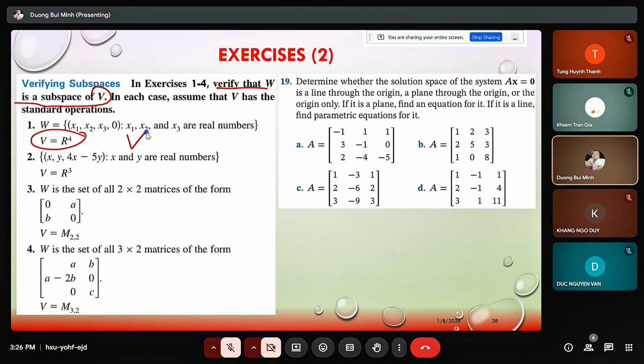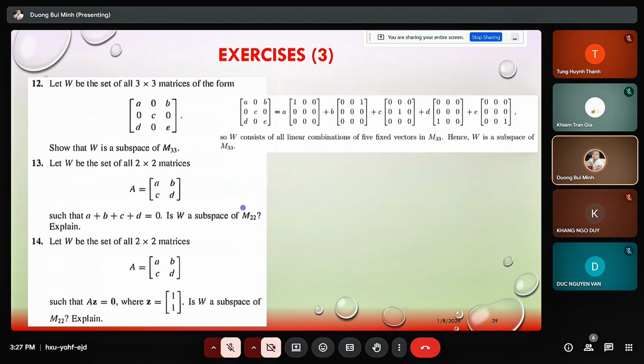Is that right? Okay. This one is a space or not a space? Very easy, right? Yes. Okay. So, yeah. Continue.